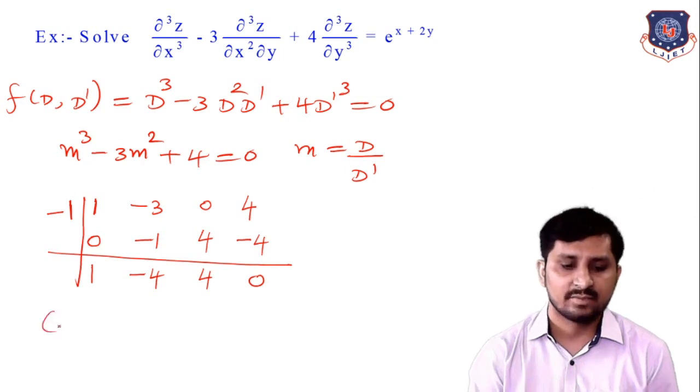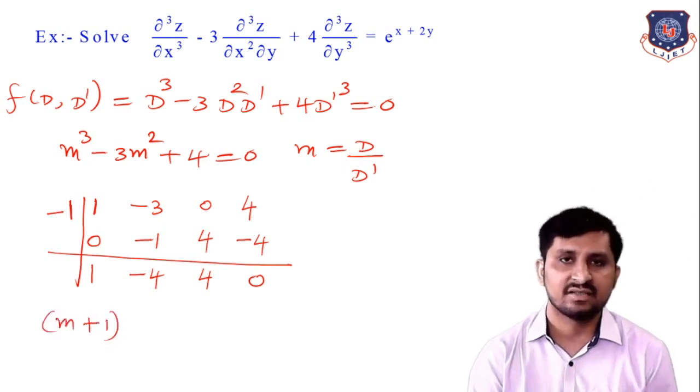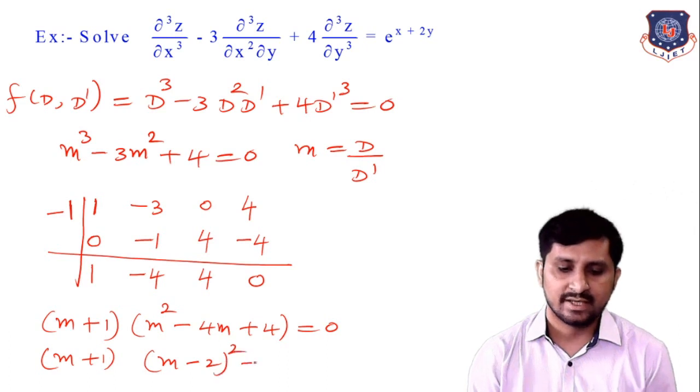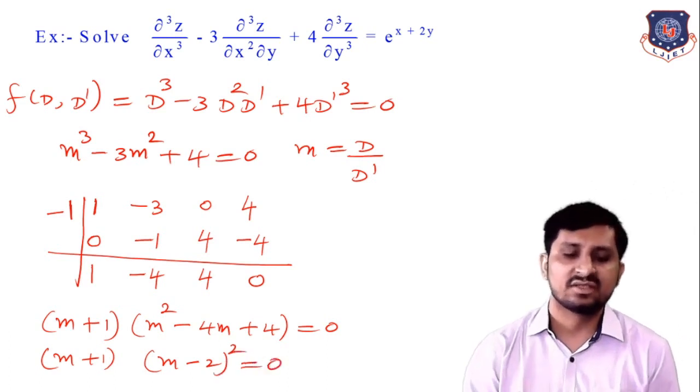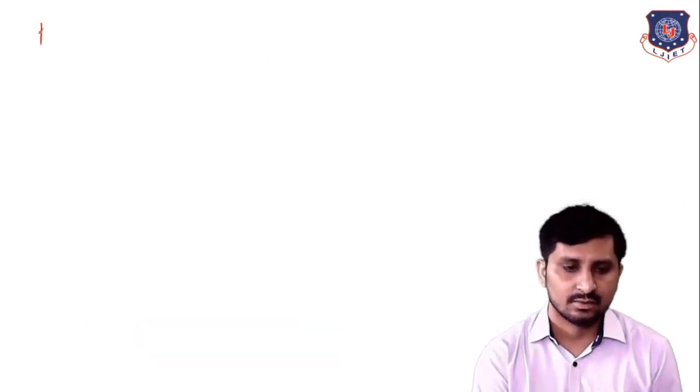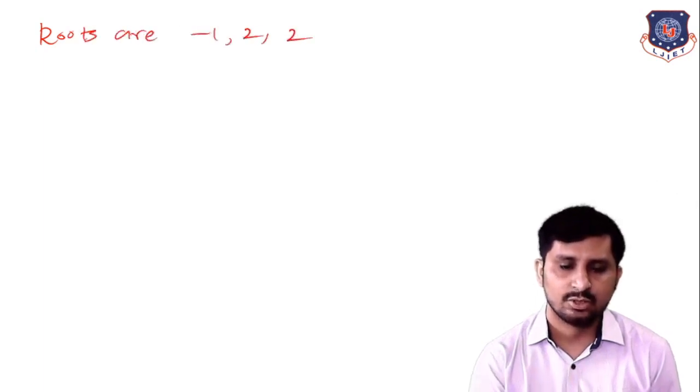So now what is my factorization? M plus 1, because minus 1 is one of the roots, so definitely m plus 1 is my first factor, and then m square, this is the coefficient of m square, this is the coefficient of m, and 4 is the constant term. So m square minus 4m plus 4, that is equal to 0. So m plus 1 and m minus 2 whole square, that is equal to 0. So clearly the roots are minus 1, 2, 2. Clear?